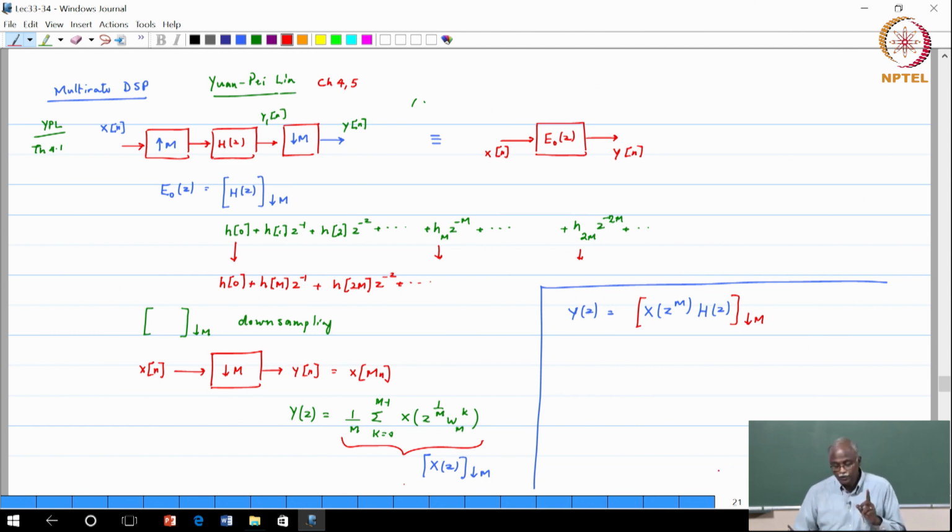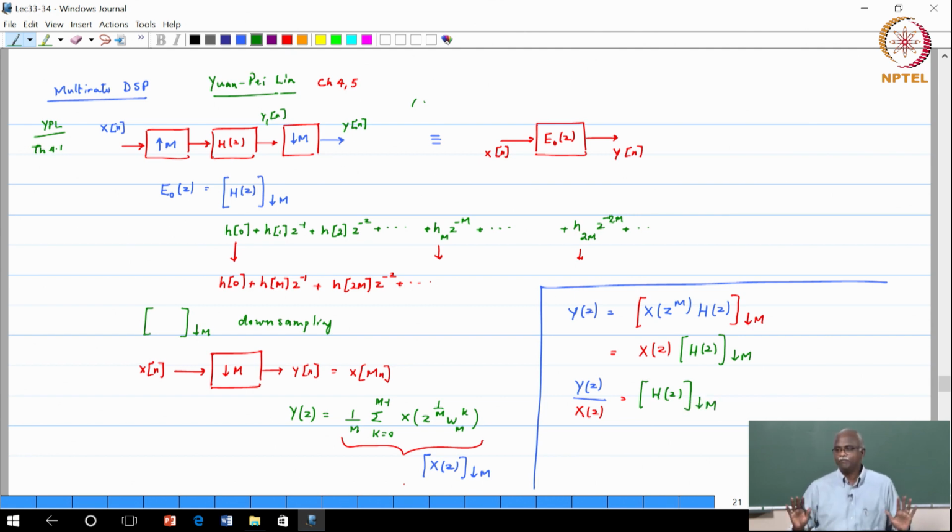Notice that if I have X(z^M) downsampled by M, that is the noble identity, it will become X(z). So this can be simplified as X(z), and what is left is H(z) downsampled by M. H(z) downsampled by M will be E(z). Now, this is why we get an LTI system, because Y(z)/X(z) is equal to some LTI system, does not really matter for us, it is represented by this.